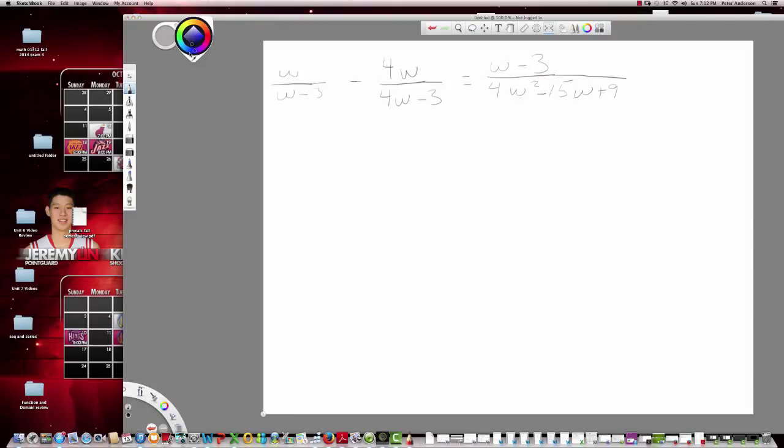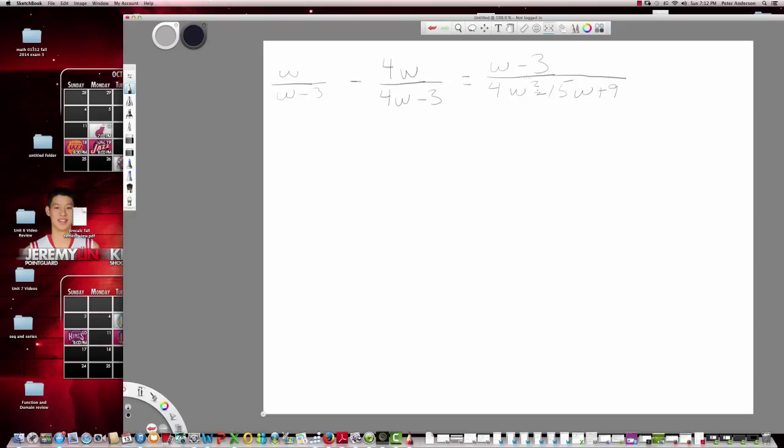All right, so let's take a look here at this question. W over W minus 3 minus 4W over 4W minus 3 equals W minus 3 over 4W squared minus 15W plus 9. Okay, so in order to add fractions, you have to have common denominators. So when I look at this, this is W minus 3, this is 4W minus 3. Clearly they're not the same. Over here, 4W squared minus 15W plus 9 is obviously not the same as these as well.